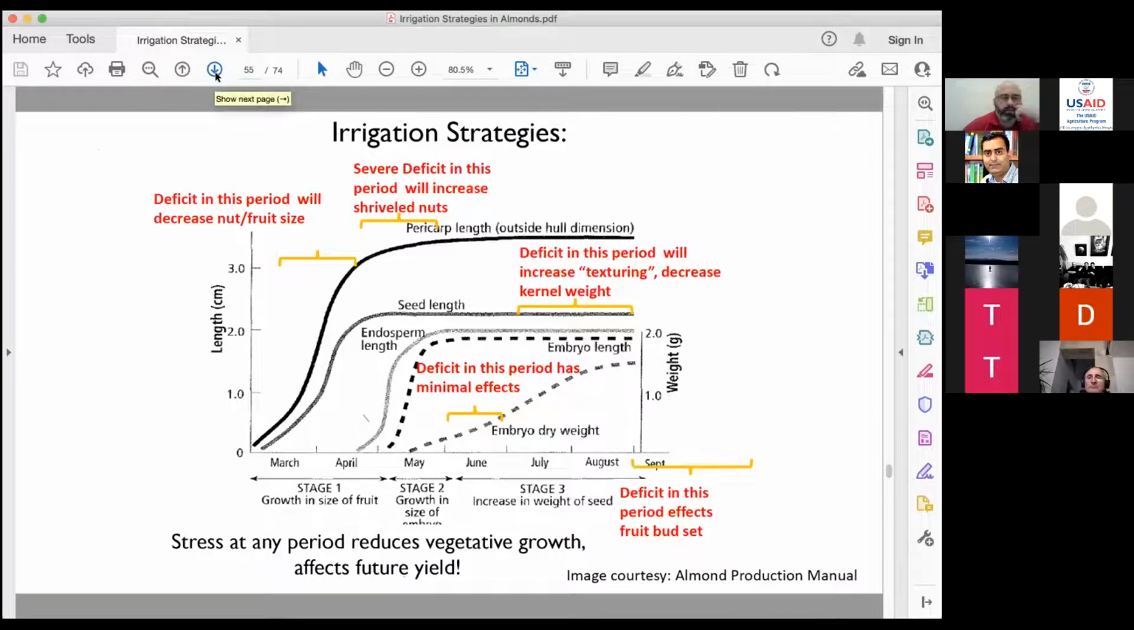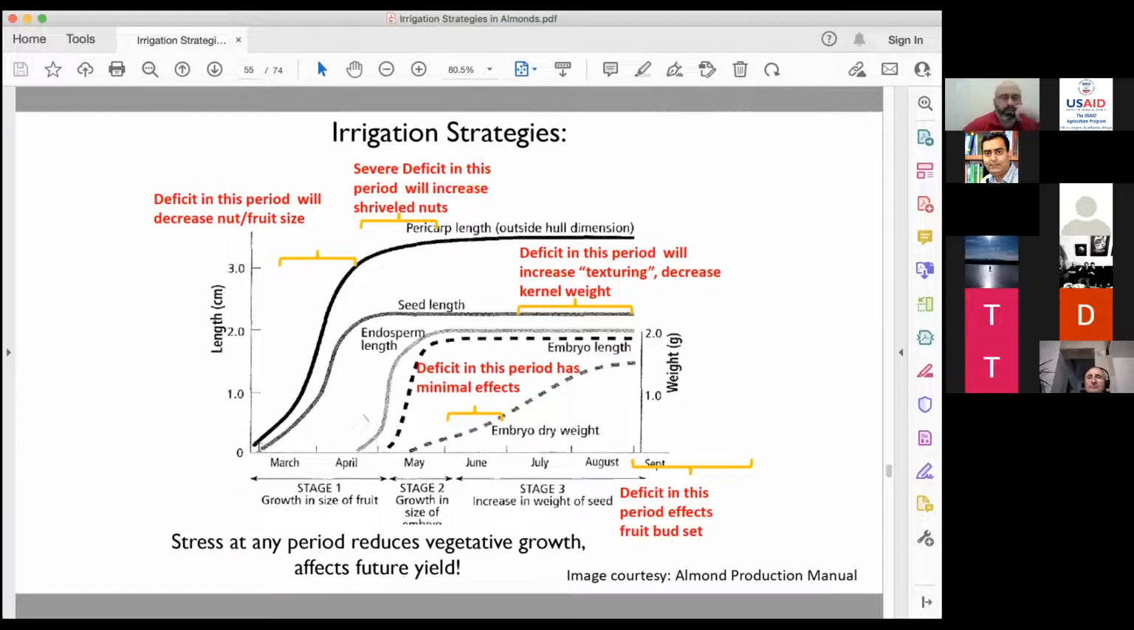This is the growth stages chart for almonds, based on the California cultivars. The months go from March to September. A typical growth curve for almond nuts is divided into three stages: stage 1, stage 2, and stage 3. Stage 1 is the stage we were talking about in the previous slide, the stage of size attainment.